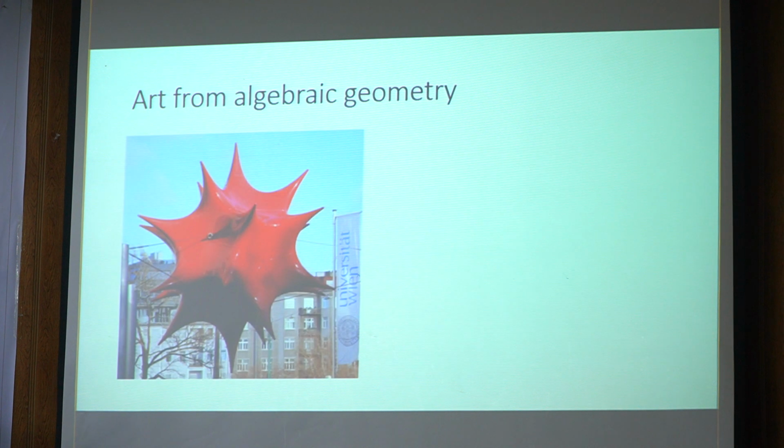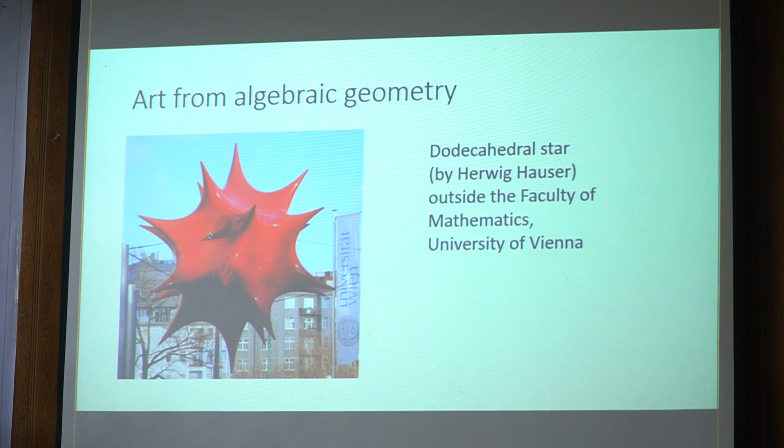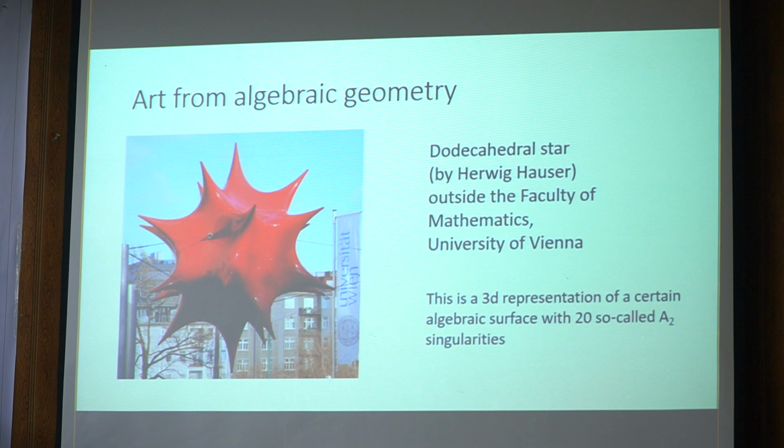And so the last story I want to tell you is art. I like art very much. This thing is hanging outside my department. It is called the dodecahedral star. This was designed by my colleague and expert in singularity theory, Herwig Hauser, maybe known to some of you. This is outside our building, so I go past this thing every day. And it is a 3D representation of a certain algebraic surface with 20 so-called A2 singularities.